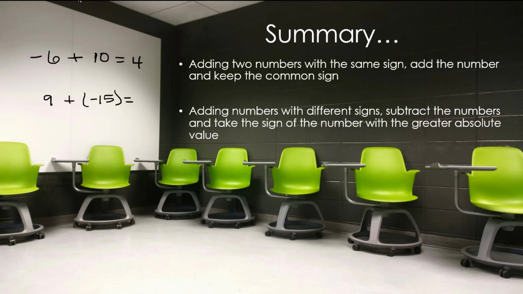9 plus -15. If you subtract those, so let's just subtract 15 minus 9, and you get 6. Well, 6 is not the final answer, because 9 plus -15 is actually going to get us a negative number. And I take the sign of the number with the larger absolute value. -15 has a bigger absolute value. Therefore, my answer is negative.